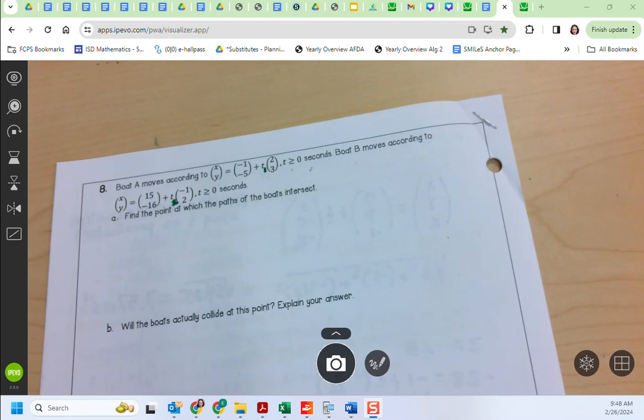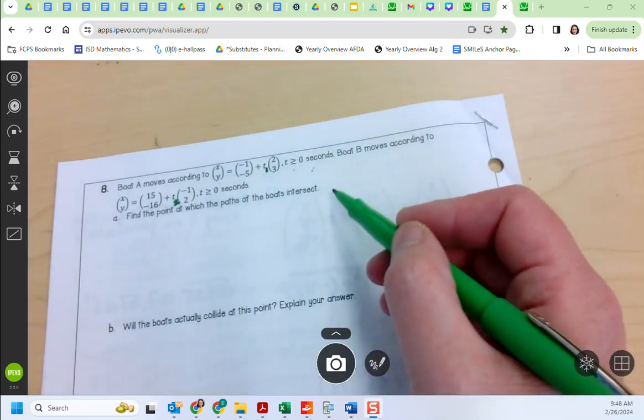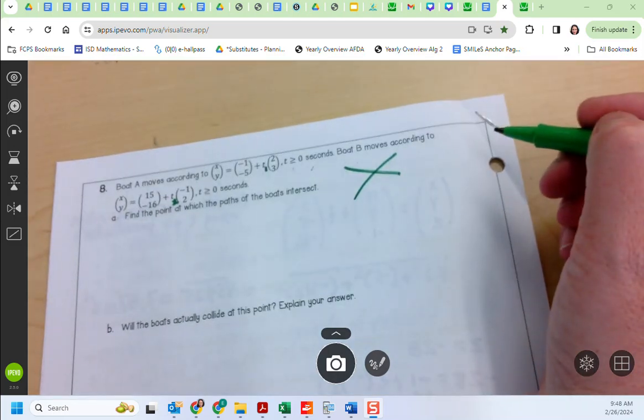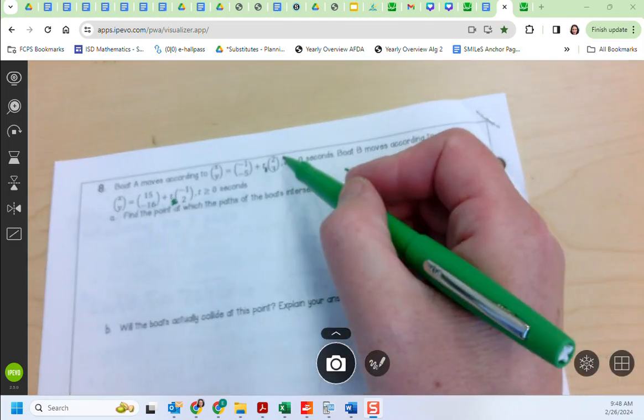And now that we have different variables, we can set these equations, the x part's equal and the y part's equal. So we want to know when the paths of the boat intersect. Okay, so you have two different paths of the boat. You want to know when they intersect. So we're going to set the x coordinates equal.